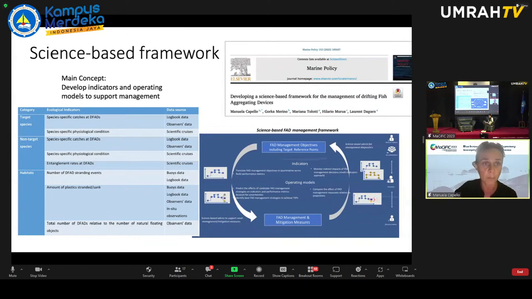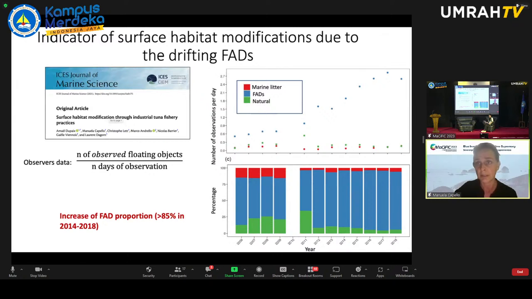So let me show you an example of such an indicator regarding the habitat. This is a recent paper that was based on observers' data analysis. You know, the observers on board fishing vessels can record every activity of the purse seiners, including the encounter of a floating object and the type of floating object. And using this data, we estimated the number of observed floating objects per day of observation. And we divided that into three different categories: marine litter, FADs, and the natural floating objects.